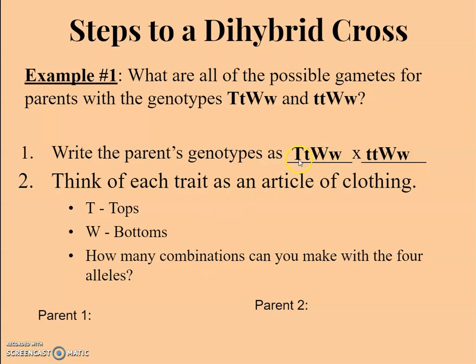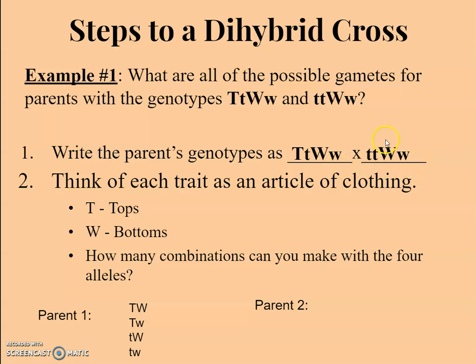So the first one you can see here, you see a capital T, lowercase t, capital W, lowercase w. So the first top and bottom that I can create is a capital T and a capital W, right? We have a big top and a big bottom. And so I'd end up writing down TW. Now I could also create another outfit with a capital T and a lowercase w. So that would be my next one. I can create another outfit with a lowercase t and a capital W. And then the last outfit I can create is a lowercase t and a lowercase w. So you can create a total of 4 different outfits with these 4 different gametes.